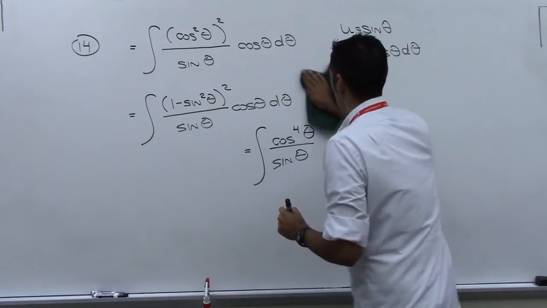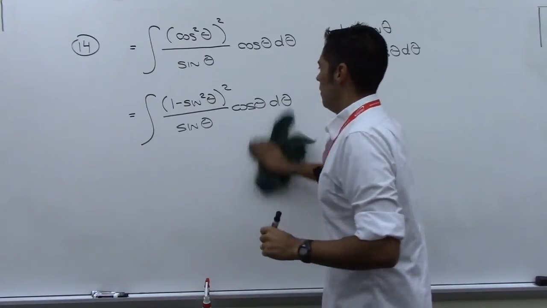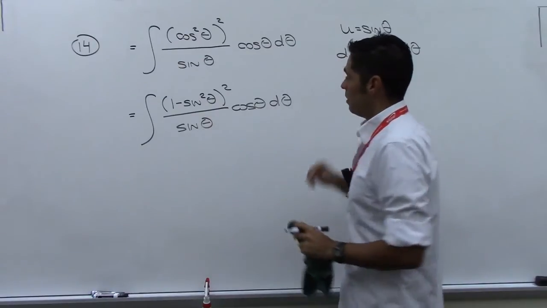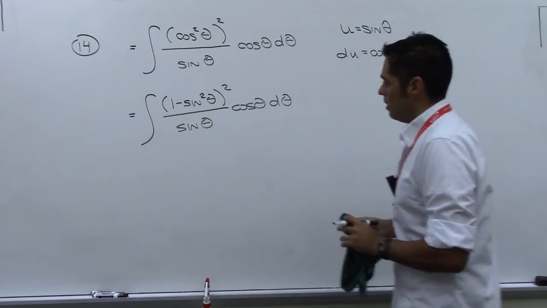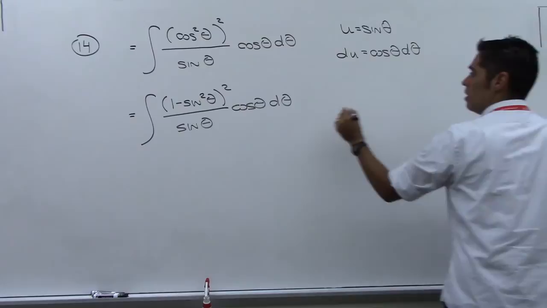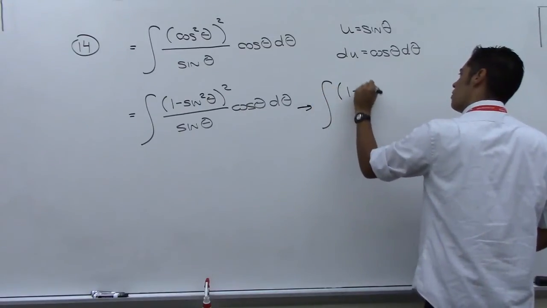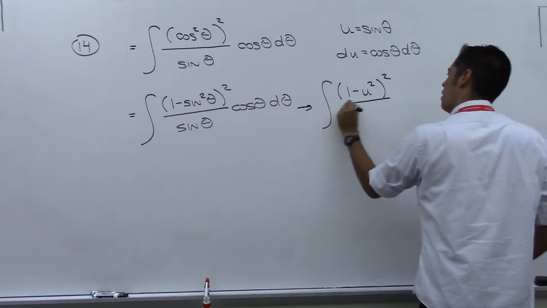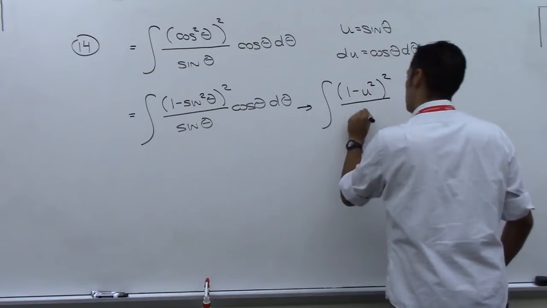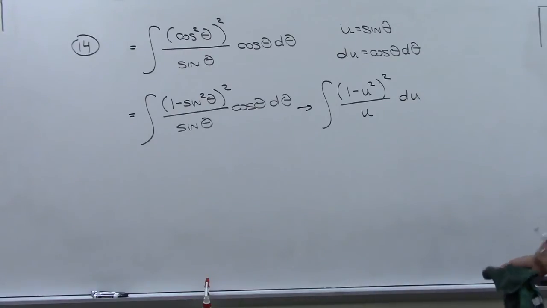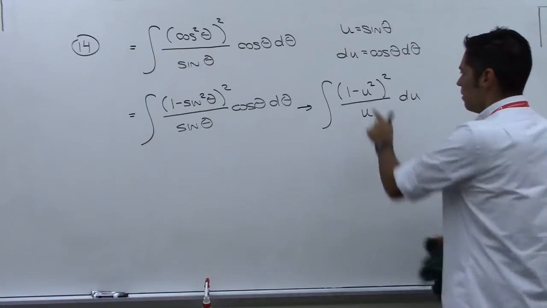So we're making good progress here. Now all the stuff over here has sine in it, which means I can replace it with u, and cosine theta d theta is my du. So now rewriting this integral, I have 1 minus u squared, squared, over u, and then du. And at this point what I can do is expand out the numerator.